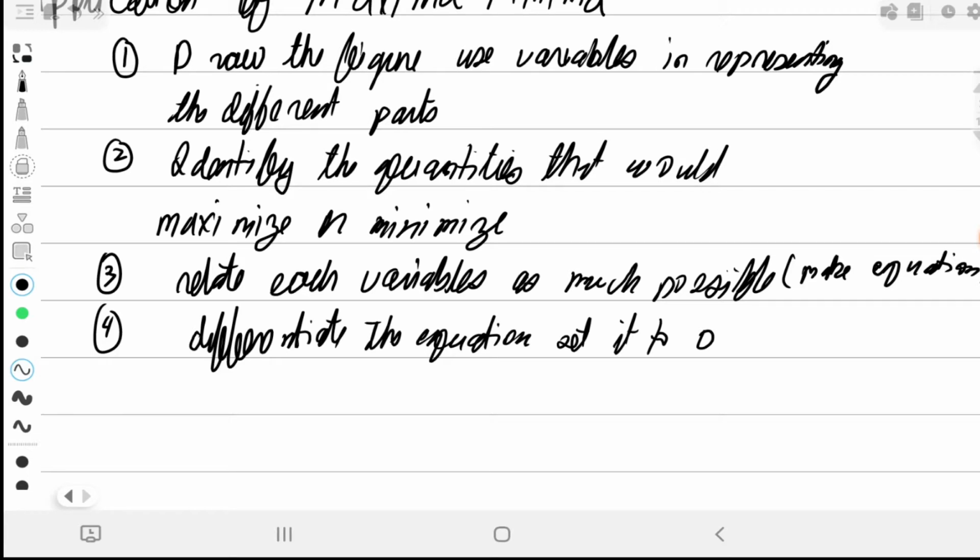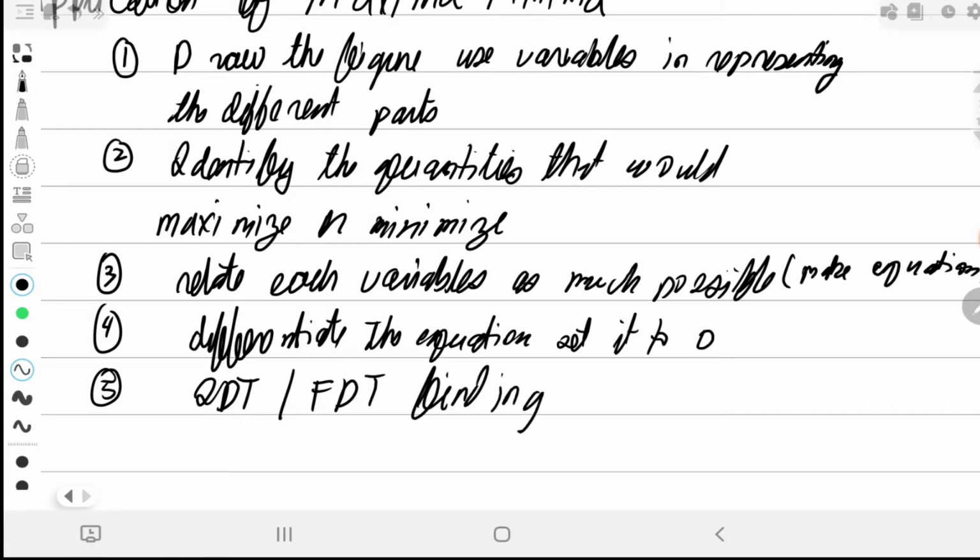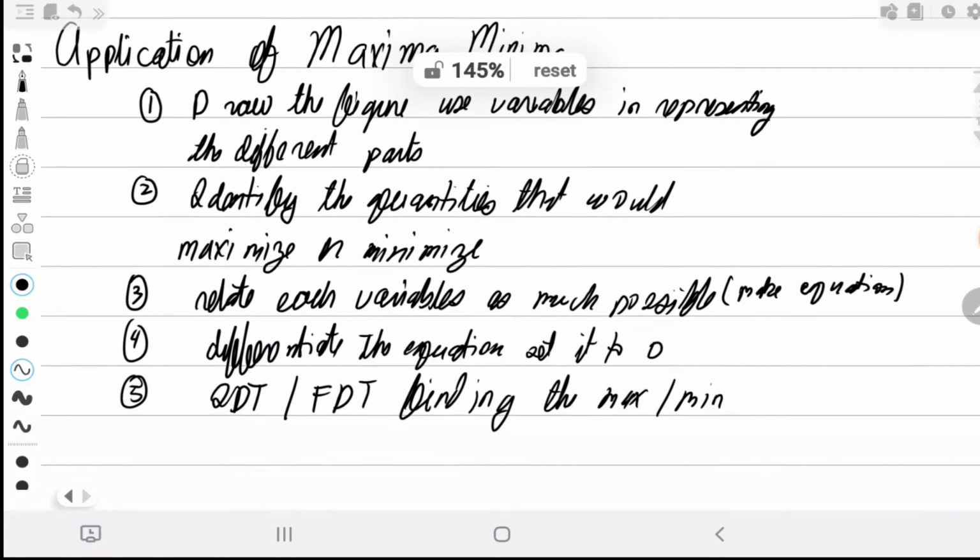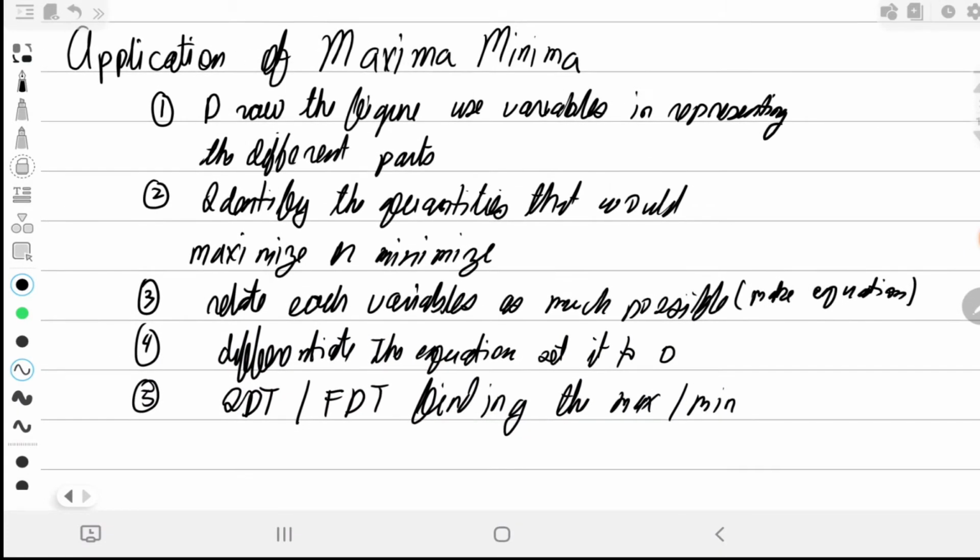values of x or y found in the problem, number 5 is use SDT or FDT in finding your maximum or minimum value, whether that is a max or a min. So that would be the different procedure in solving this maxima minima.